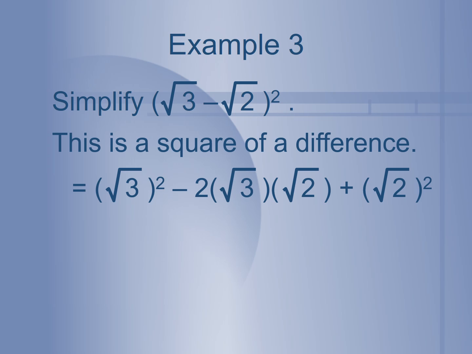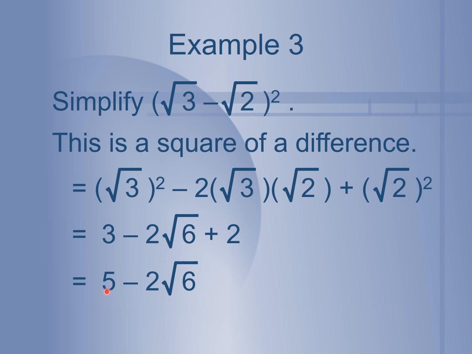And just multiply it like regular binomials. That's okay too. And now simplifying this, the square root of 3 squared becomes 3. And then the square root of 3 times the square root of 2 is the square root of 6. So we have minus 2 square root of 6. And then the square root of 2 squared becomes 2. And then notice I have 3 plus 2, which is 5. So my final answer is 5 minus 2 square roots of 6.